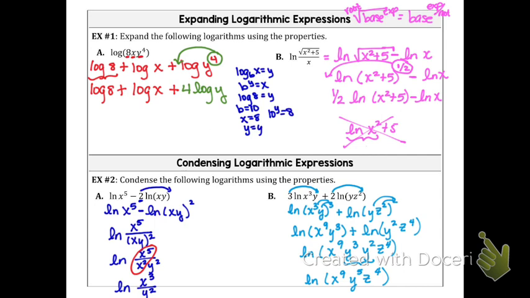Got a single logarithm. I have no coefficient. There's nothing being added. There's nothing being subtracted. No logs being added. No logs being subtracted. So that is our condensed form.